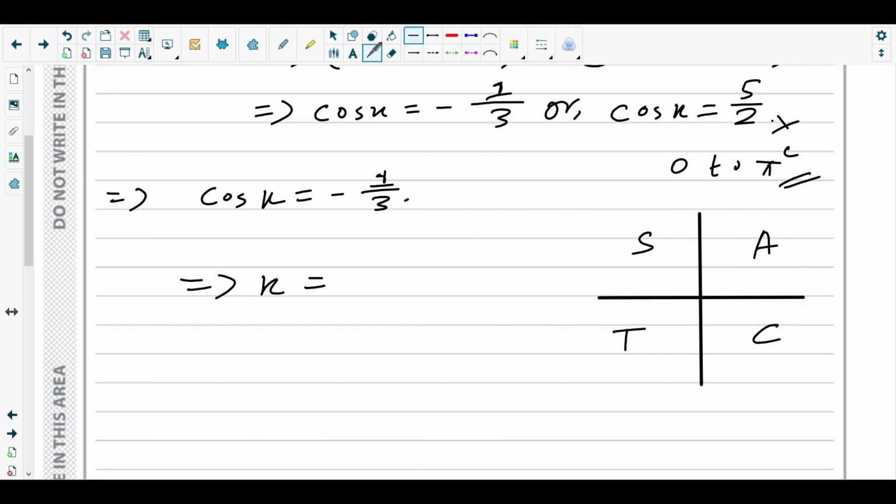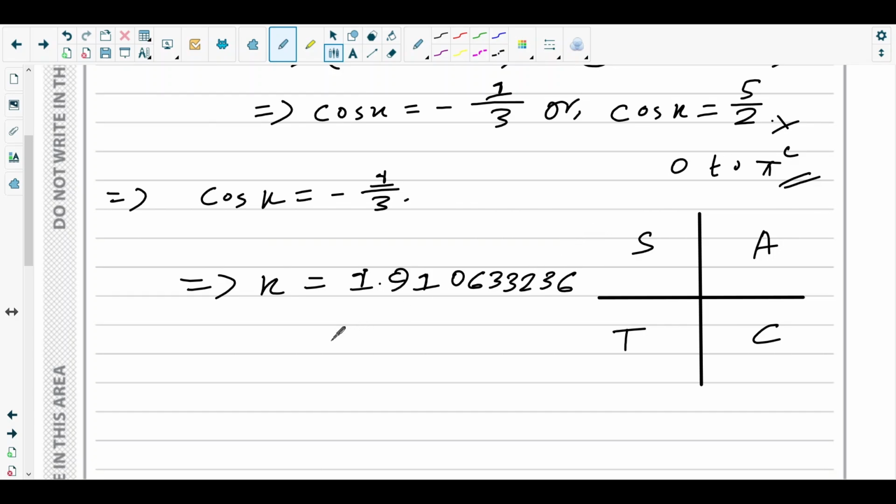Now get the value. Take your calculator to radian mode, and then find cos inverse of negative 1/3. Basically you will get 1.9106063323236. This is one possible value for x. Another possible value for x we have to find out using the CAST diagram.